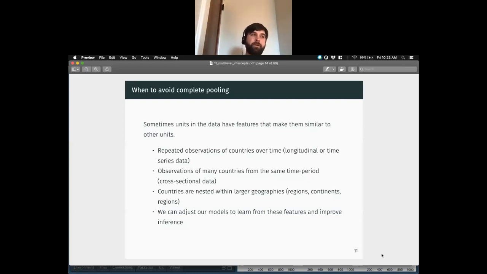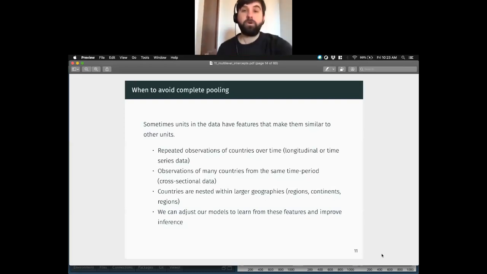So panel is something we see a lot, right? And something I work with a lot. And they have a special structure that really does require some care when thinking about how to model it.